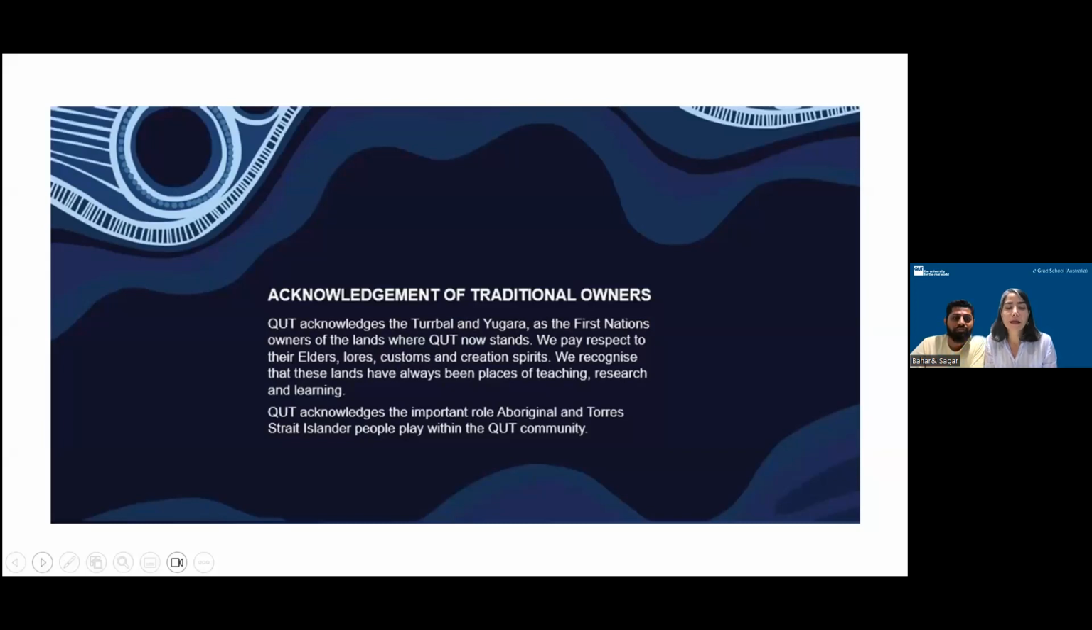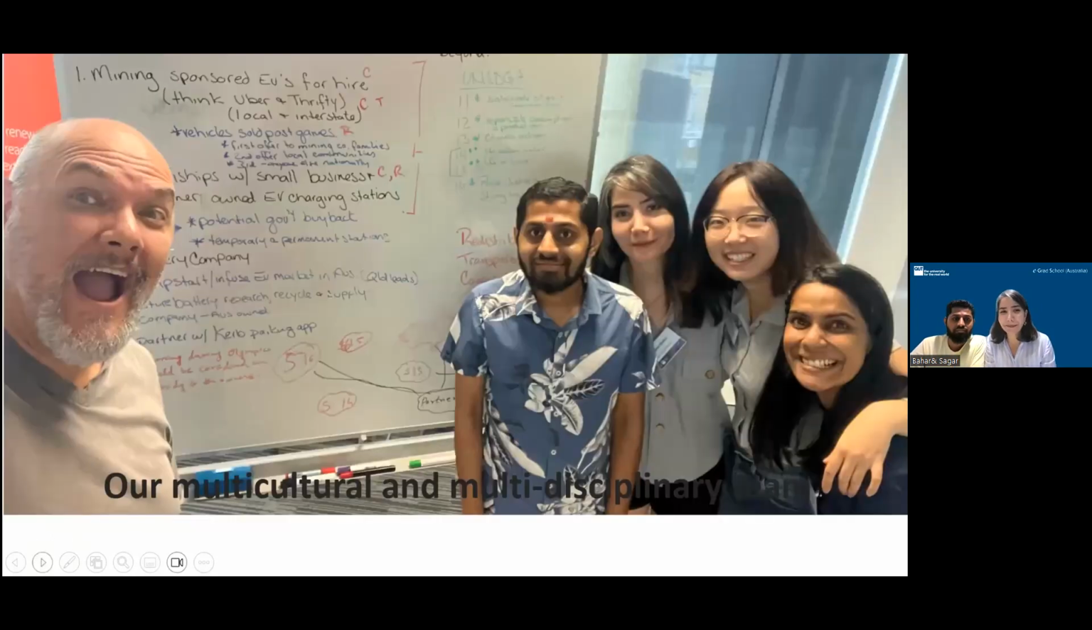So let's start with acknowledging the Turrbal and Yagura as the First Nations owners of the land. As QUT members and community members, we acknowledge the important role Aboriginal and Torres Strait Islander people play within the QUT community. So this is my team, my amazing teammates.